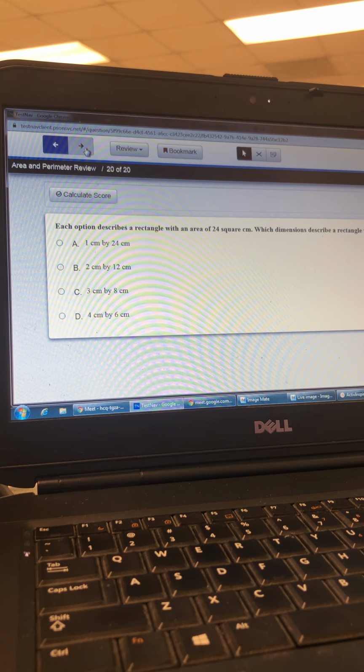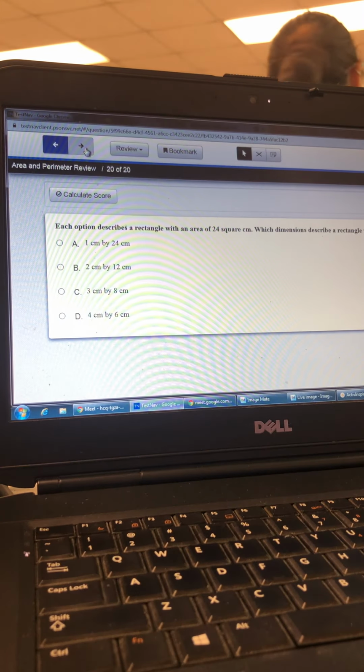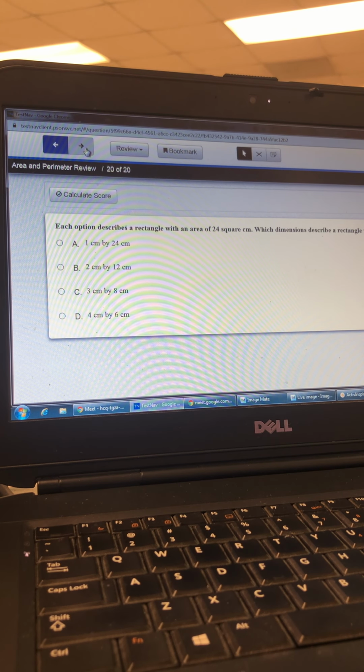What dimension describes a rectangle with a perimeter of 28? So you've got to figure out what the perimeter is by using your choices. Last one.